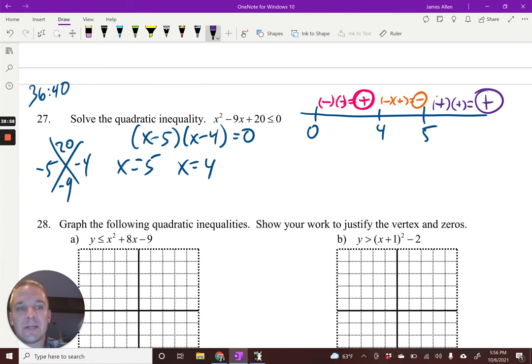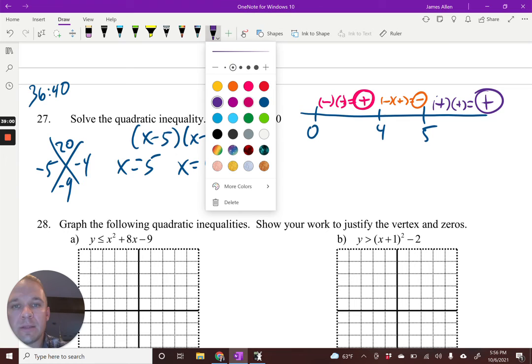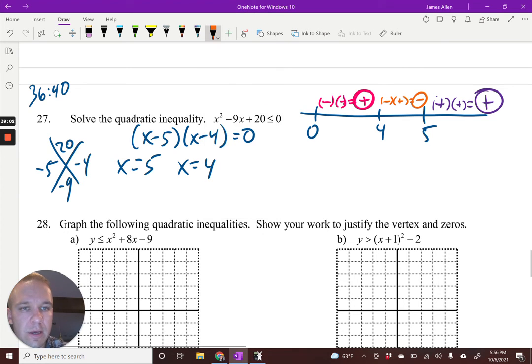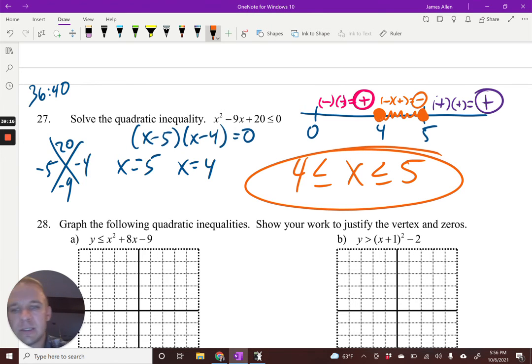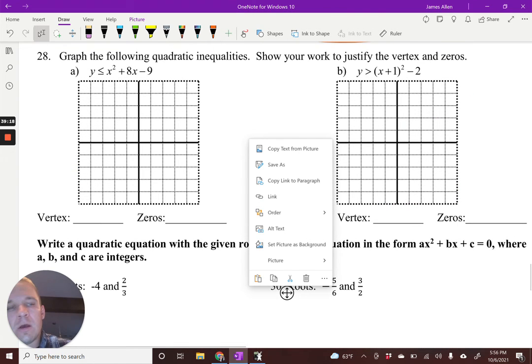So what do I want? I want it to be less than or equal to. So that means I am in this area here, solid because equal to, and then shading between. To write that as a compound inequality, it'd be 4 is less than or equal to x is less than or equal to 5. Boom, done, awesome, moving on.